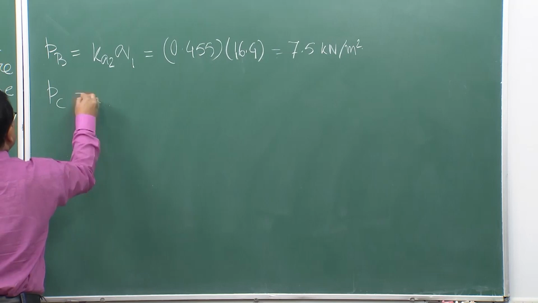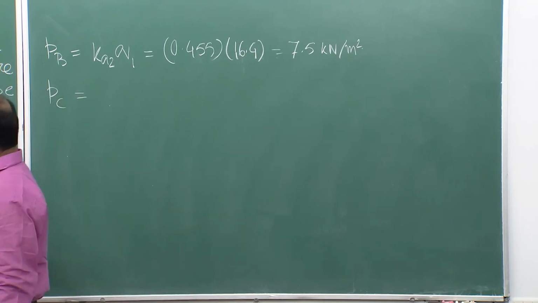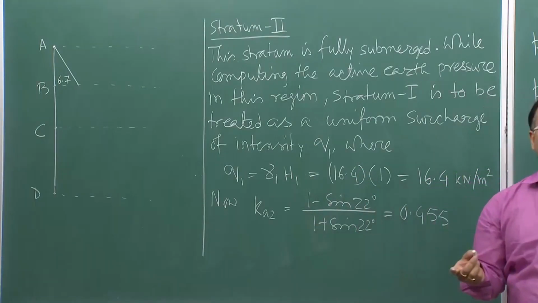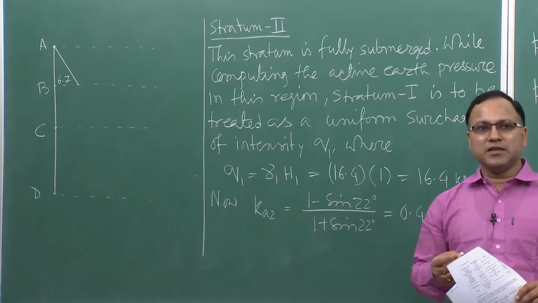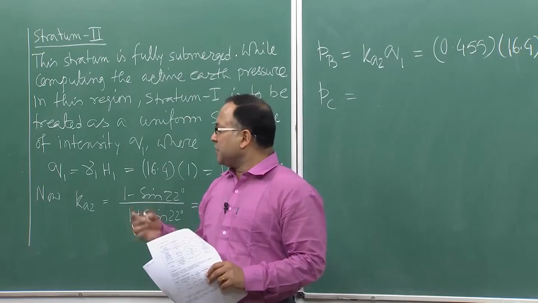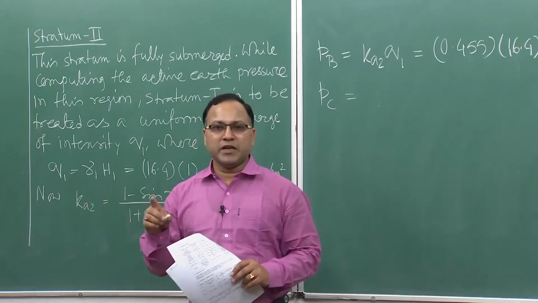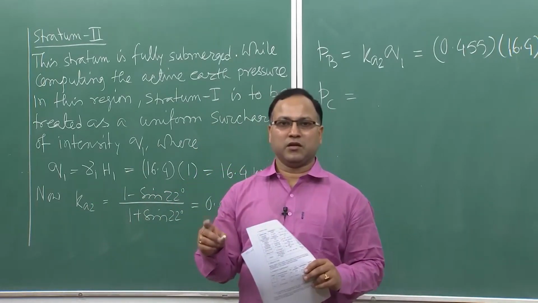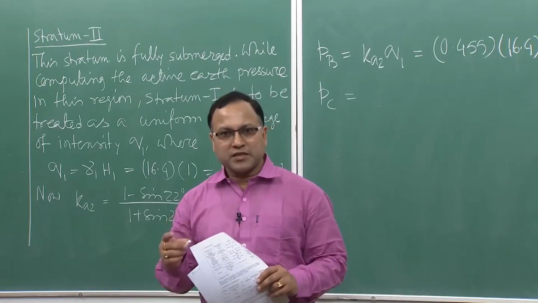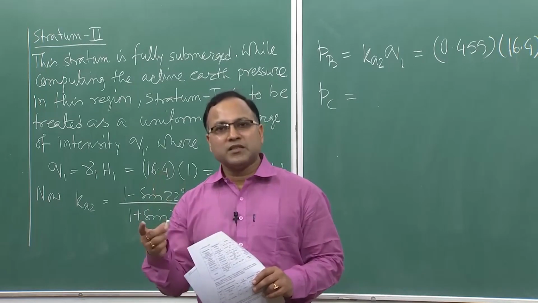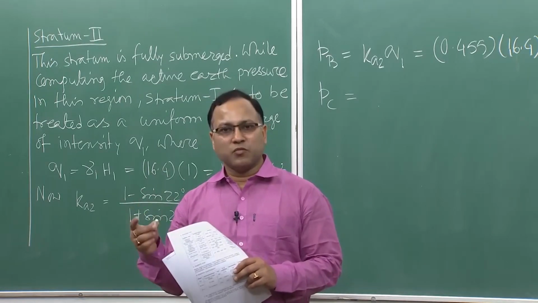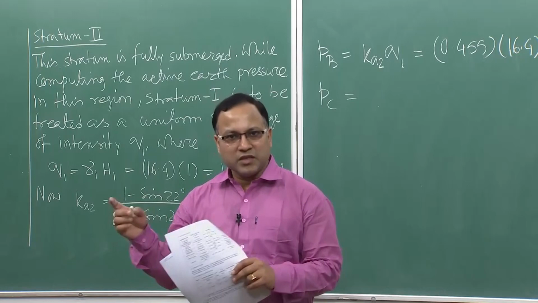And what is PC? Please remember point C is also another interface, between stratum 2 and stratum 3. We will analyze this in a very similar way. Now we are considering stratum 2, so we will get one pressure component at point C. Similarly, when considering stratum 3, we will also get some jump or pressure component at point C. That will give me the discontinuity.